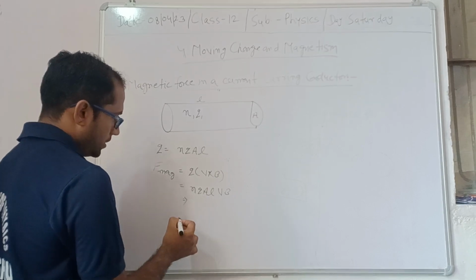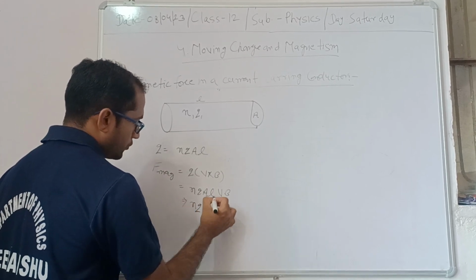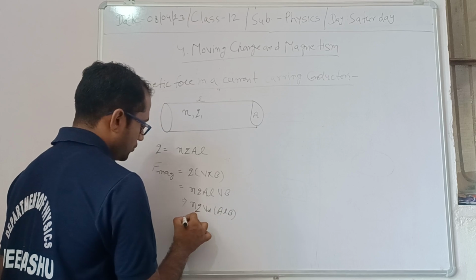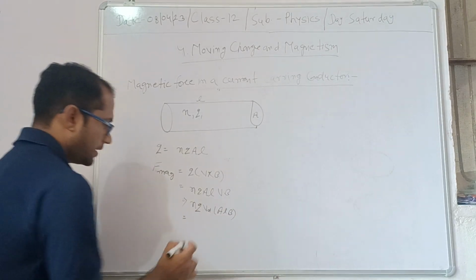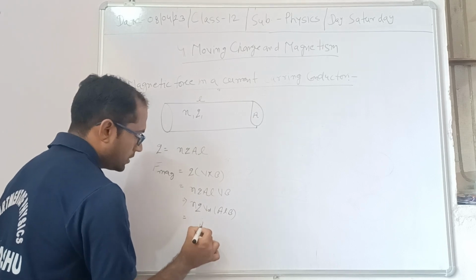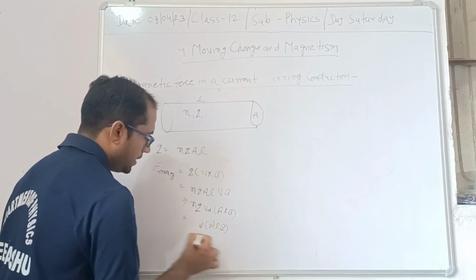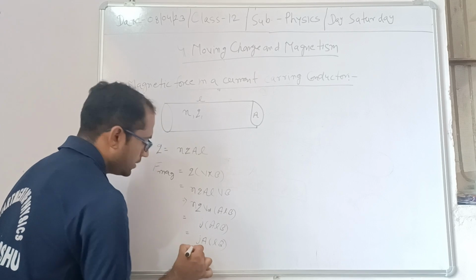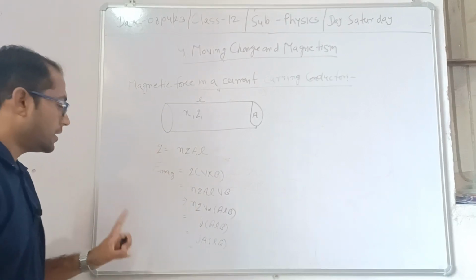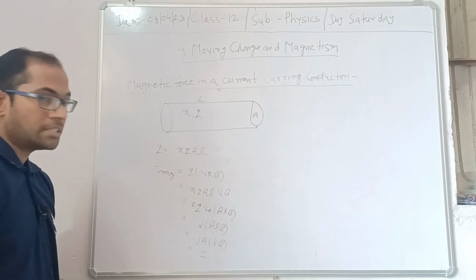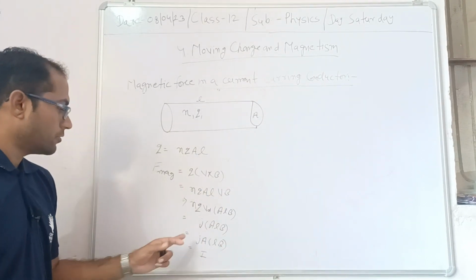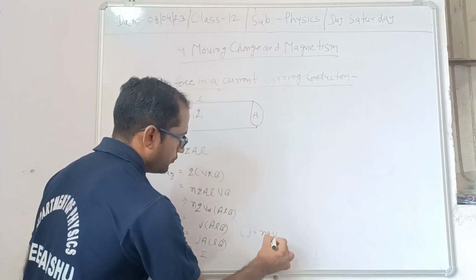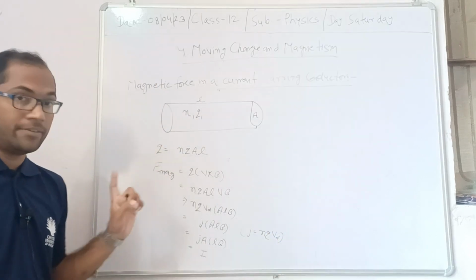Then if we simplify, we get N Q V, where V is the drift velocity VD, times A L B. N Q VD is the current density J, so we get J A L B. J into A is the current I, because J equals I by A, so I equals J into A. Here J equals N Q VD. We discussed this formula in our previous chapter.